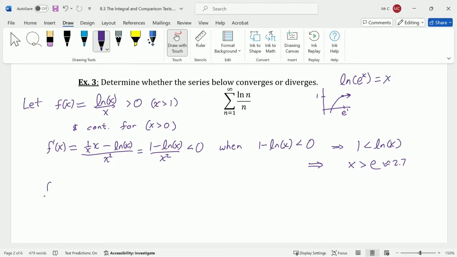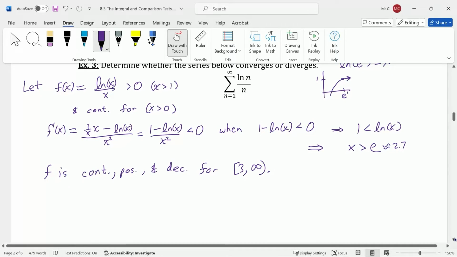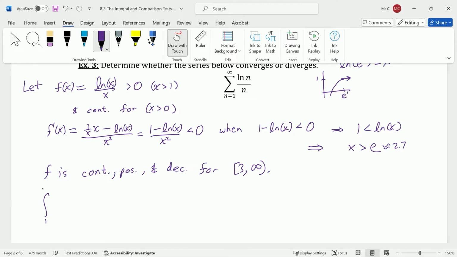So, in summary, f is continuous, positive, and decreasing on the interval from 3 to infinity, right? So I'll just go to the next integer up from e, and then we're good. So now we can apply the integral test. And we look at the integral from 1 to infinity of ln of x over x dx.